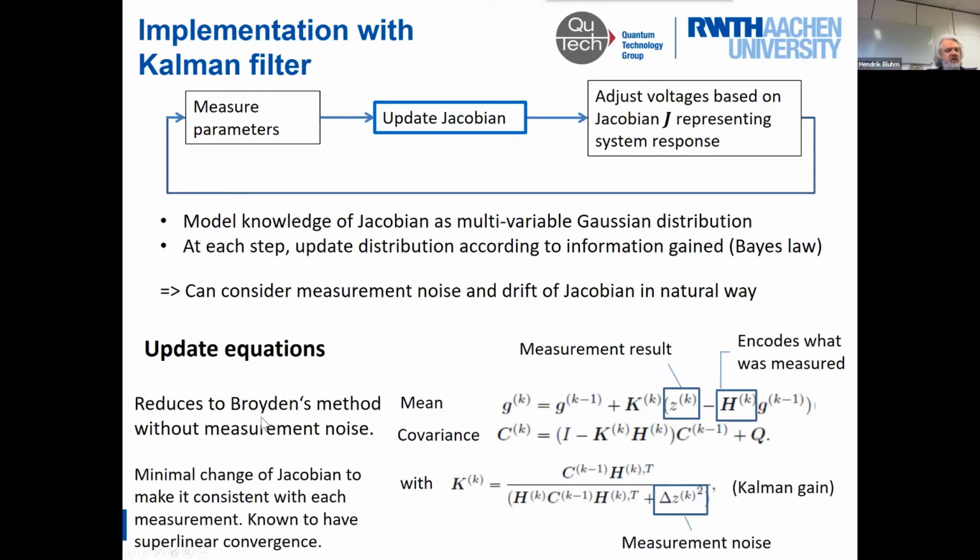A comment here is that if one simplifies to zero measurement noise, taking the limit, then this reduces to Broyden's method, which is a known iterative tuning scheme. One can think of this whole approach as making the minimal change of the Jacobian to make it consistent with each measurement. And this algorithm, without noise, is also known to have superlinear convergence. So it should have nice mathematical properties.